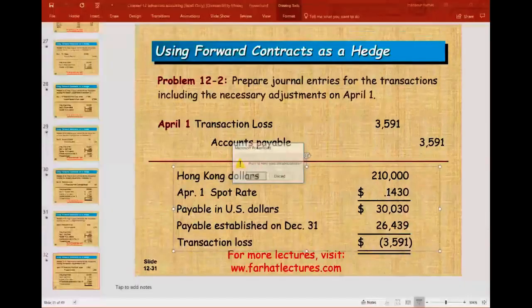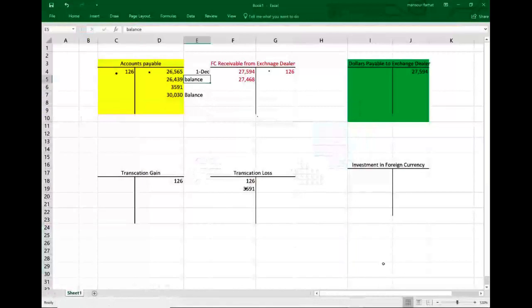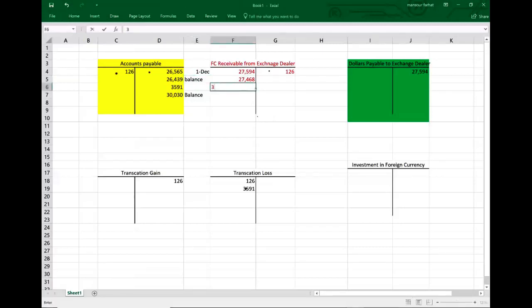Okay, so now let me update the transaction there. So I'm going to go ahead and update my accounts. Now I have a gain. Let me just put the gain here. My balance should be, if I take those two together, 27,468 plus 3,591, 31,000. No, actually, my gain is only 2,562. There we go. It's $30,030. My payable is $30,030.